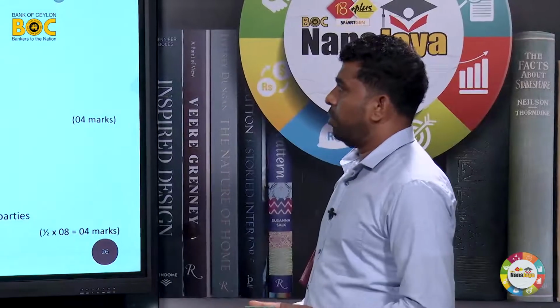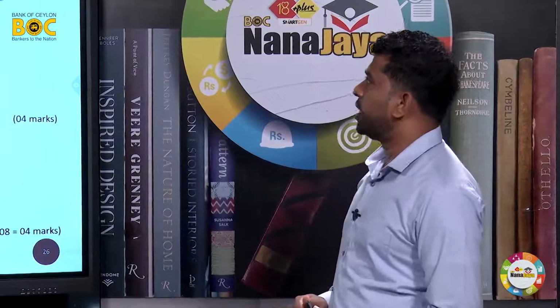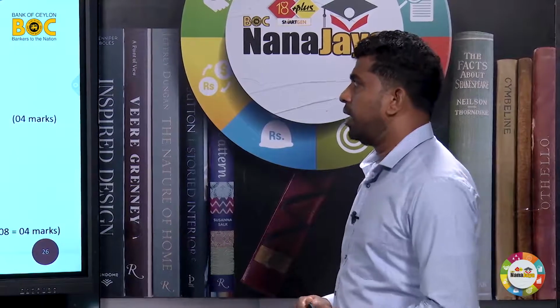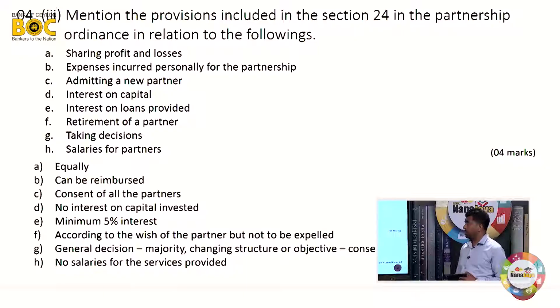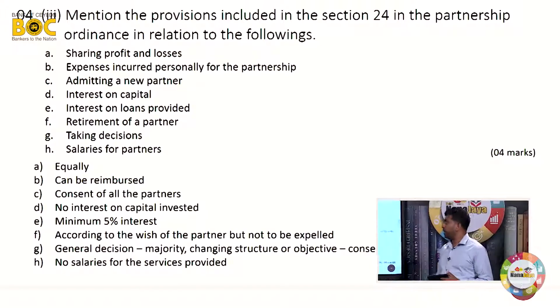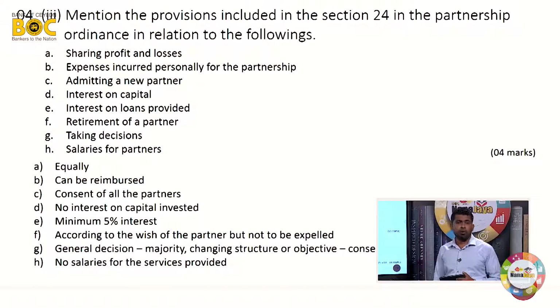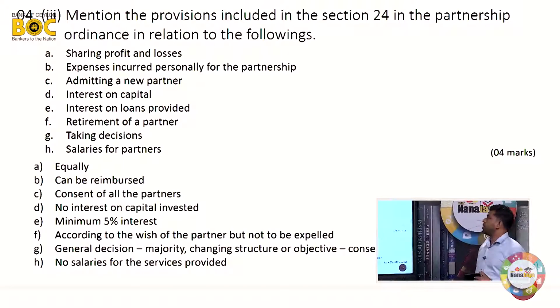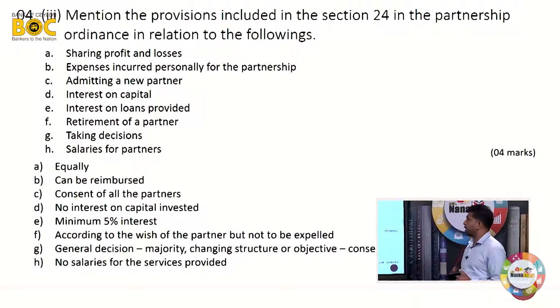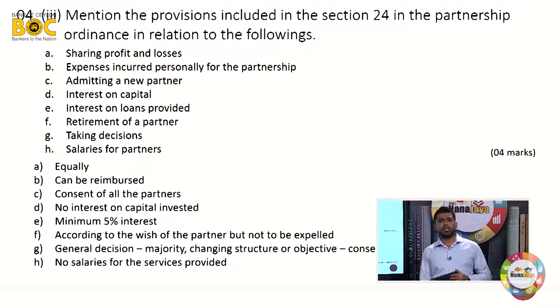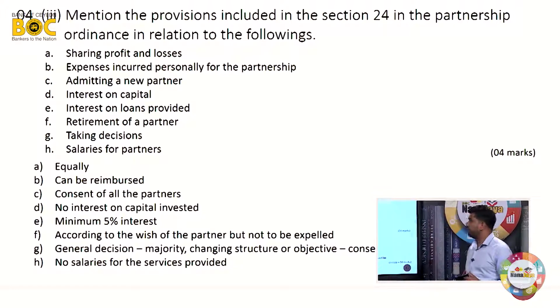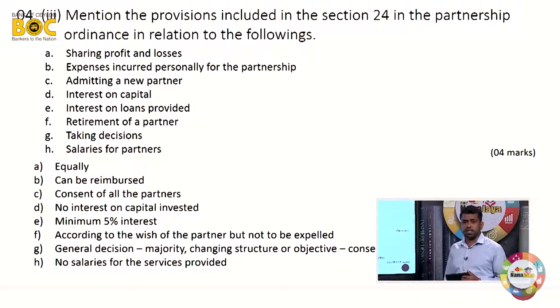Roman number 3, question number 4. Mention the provisions included in section 24 in the partnership ordinance in relation to the following. You are given 8 incidents and you have to apply these incidents to section 24 of the partnership ordinance. First one, sharing profit and losses. In section 24, it says profit and losses should be shared equally. Second one, expenses incurred personally for the partnership. A partner can be reimbursed for expenses incurred for the business activities in the partnership.